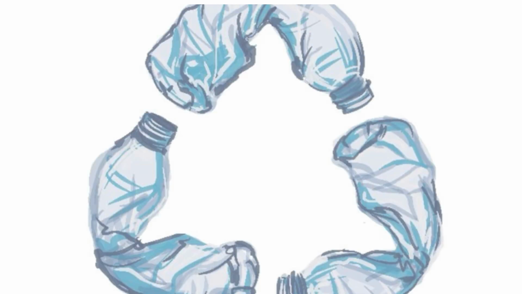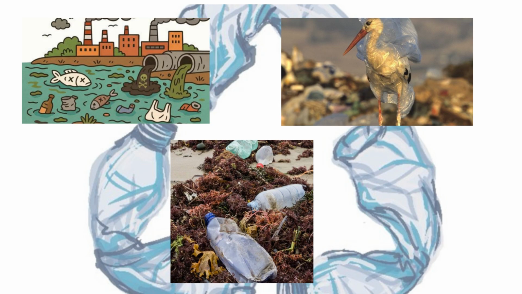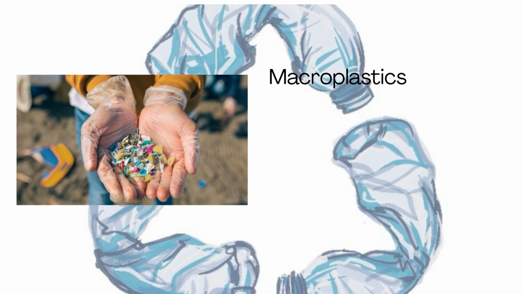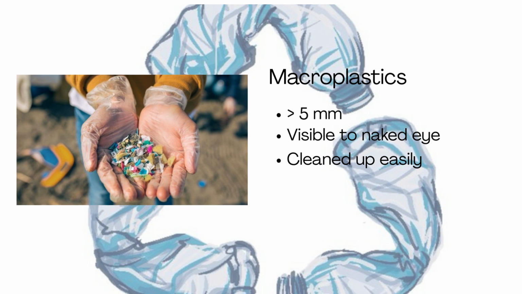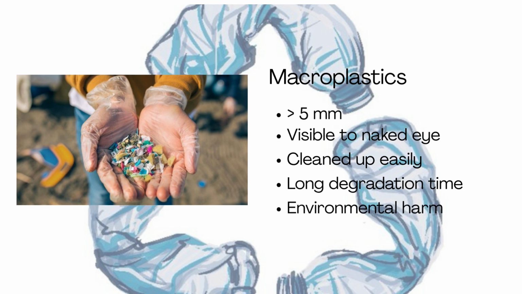Plastic pollution is one of the leading sources of ecosystem degradation. Macroplastics are characterized as pieces of plastic bigger than 5 millimeters and are visible to the naked eye. They can be removed and cleaned up easily, but if they are not, they can stay in nature for years or even centuries. As macroplastics fragment into smaller pieces, they enter food chains and affect all different ecosystems.